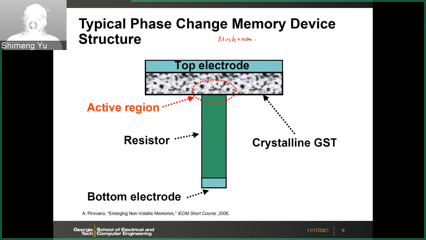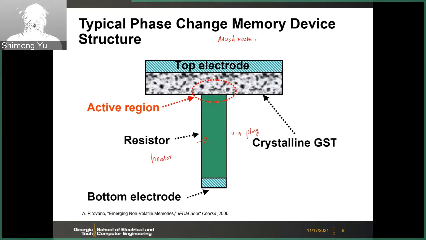So here we have a bottom electrode, but we have this extension region. It's like a plug, a contact plug. This is made of metal. This functions as a heater. This is like a resistor. So basically it provides the heating.